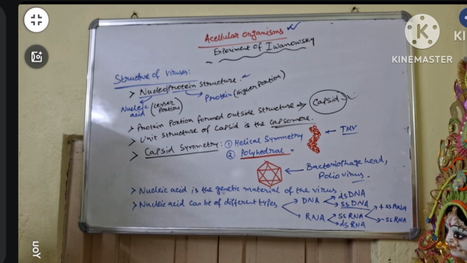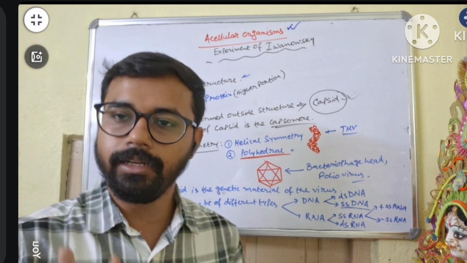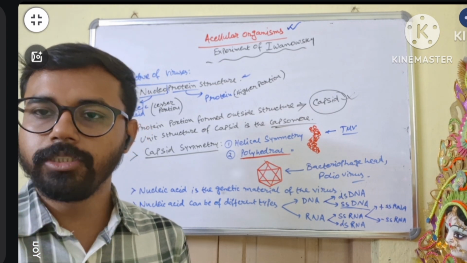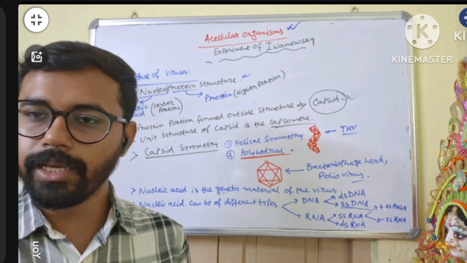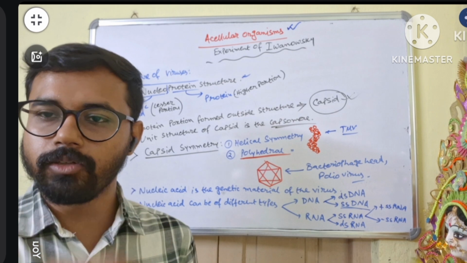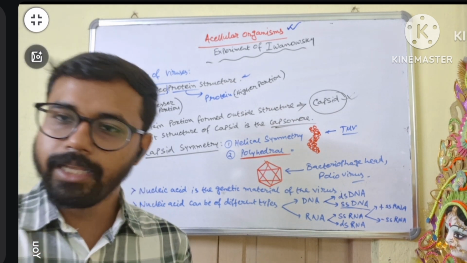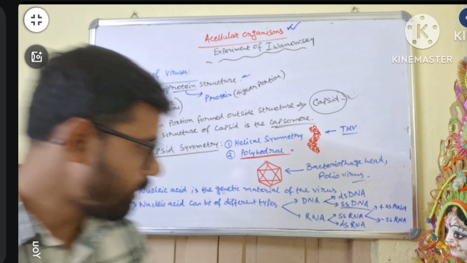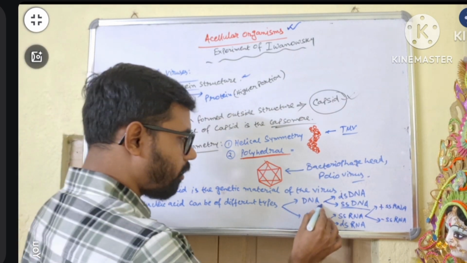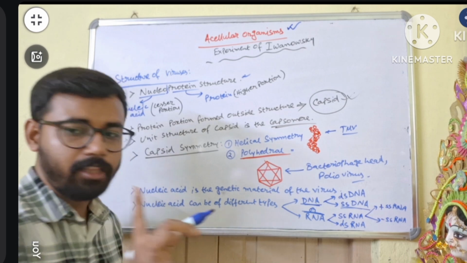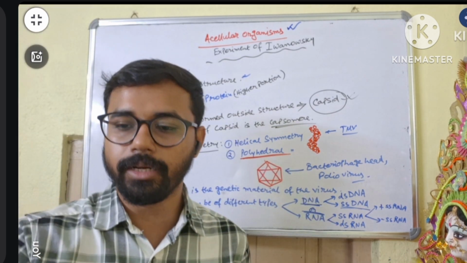So the overall basic idea of virus structure is clear. What makes up a virus structure? It is protein and nucleic acid. The protein portion is higher, the nucleic acid portion is lesser, but with a variety of types: DNA or RNA. No virus contains both DNA and RNA as a genetic material.